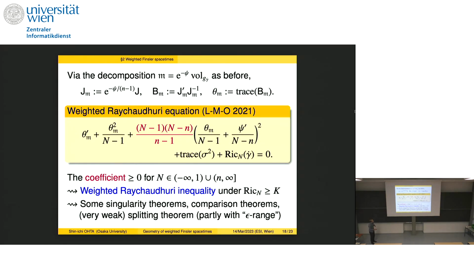And we can also generalize by introducing a notion of epsilon range, but it's beyond the scope of this talk, so I don't explain. But anyway, we can show these standard applications from the Lorentzian case to this weighted Lorentz-Finsler case.